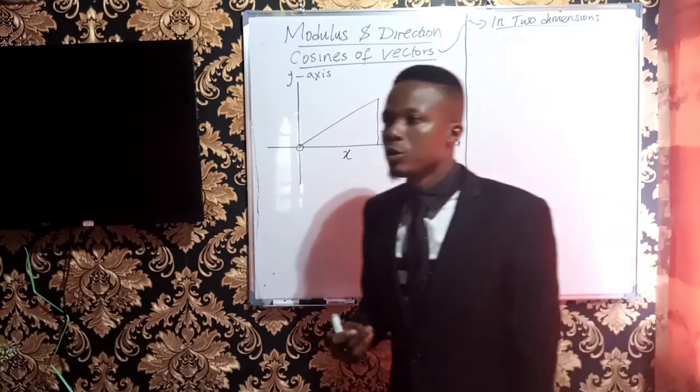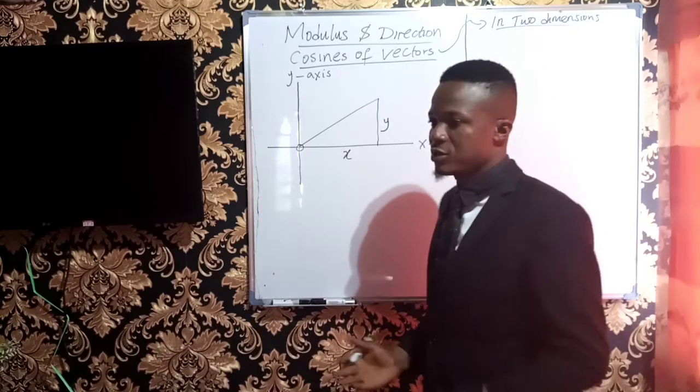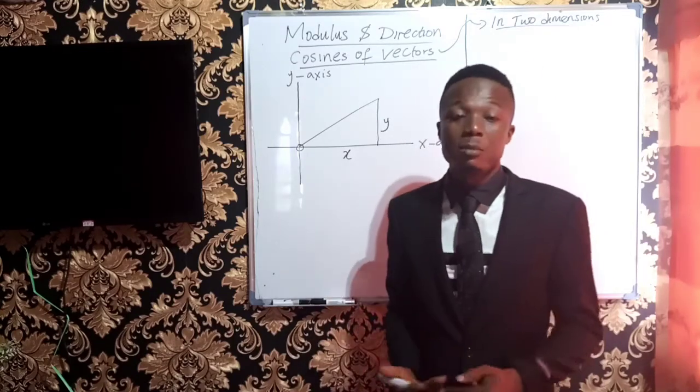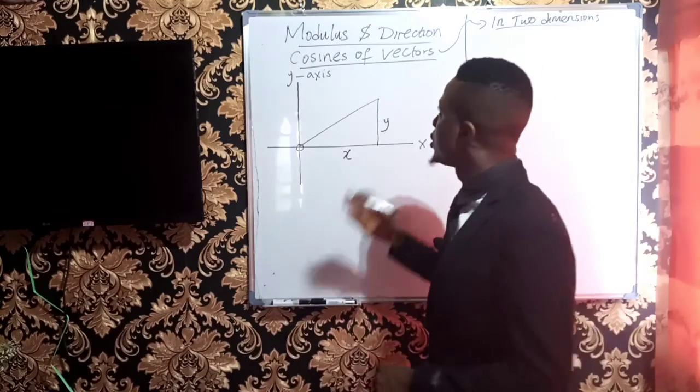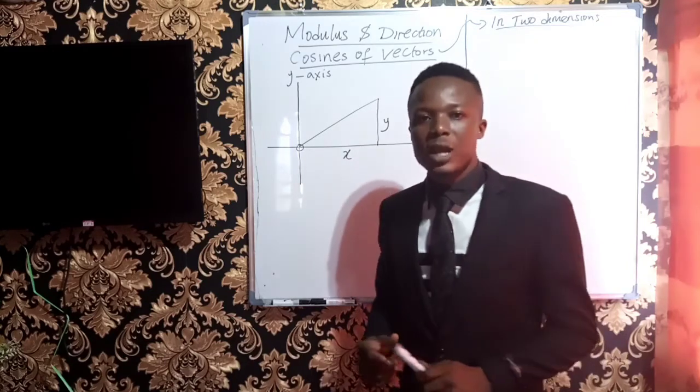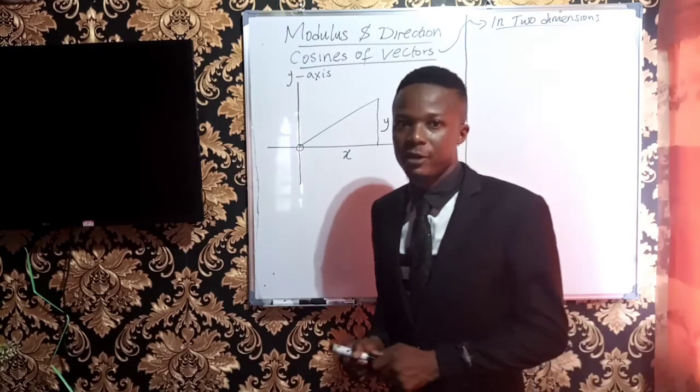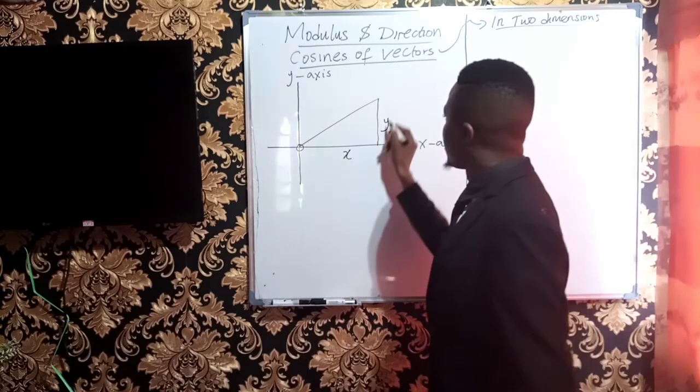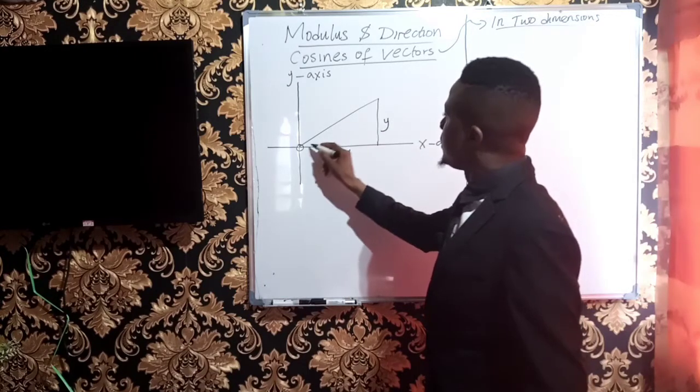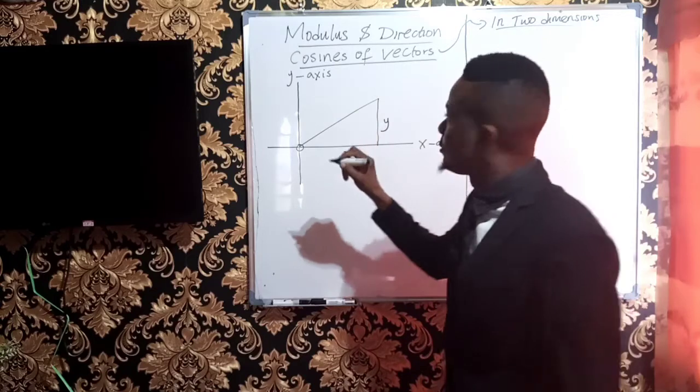I want you to also note that the modulus of a vector is just the size of the vector, the magnitude. So when you hear modulus, just know that it can be known as the magnitude of the vector. So when you have vector x and y here, the resultant, according to triangle law of vector addition, is this particular place.